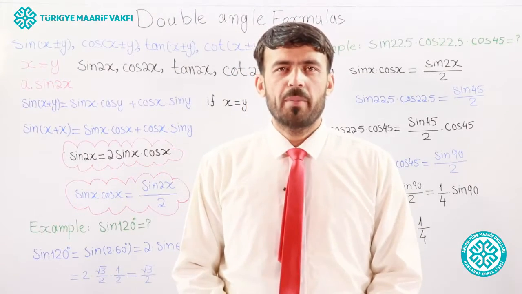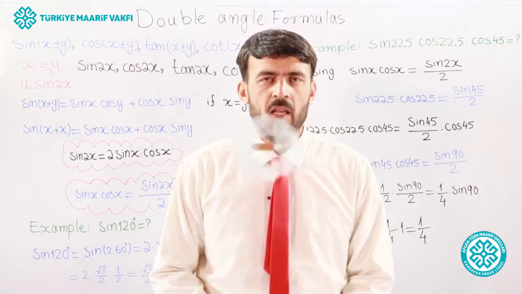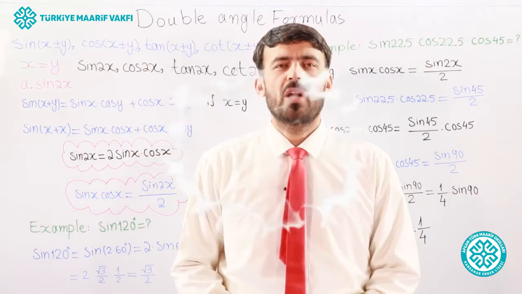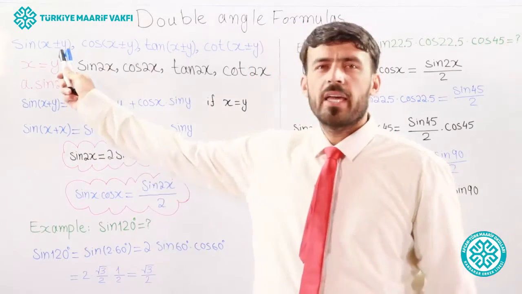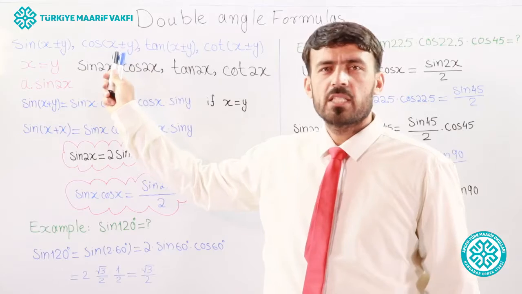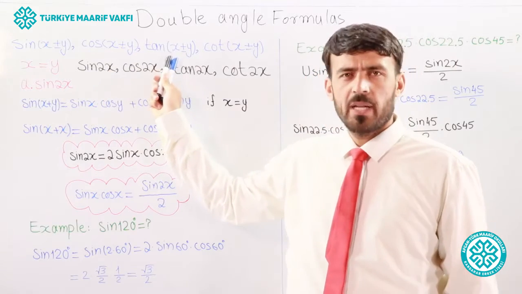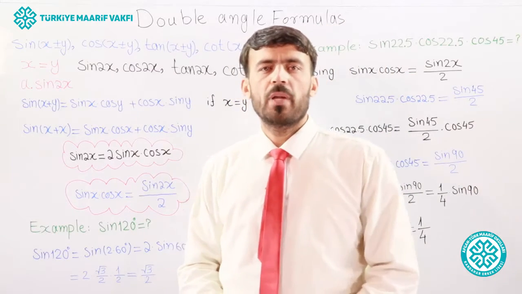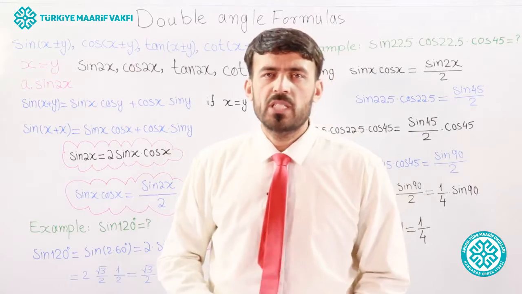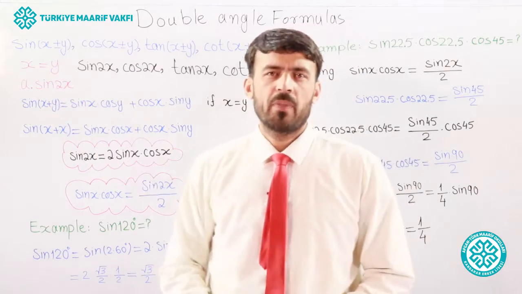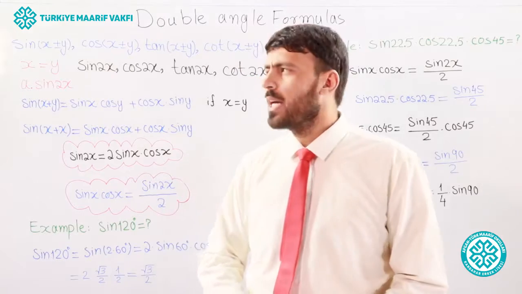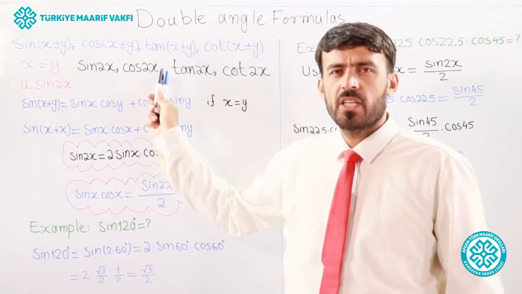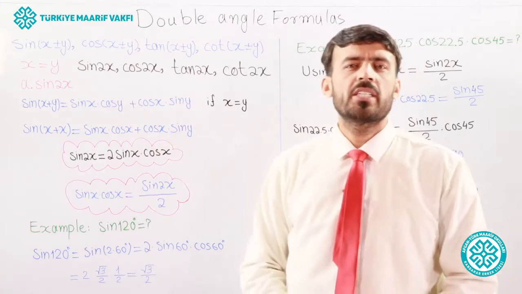Today our topic is about double angle formulas. As you know, we have studied in our previous lessons some sum and difference formulas, which were sine x plus minus y, cosine x plus minus y, tangent x plus minus y, cotangent x plus minus y. In this section, we will consider a special case, which is x equal to y, and we will find the formulas for trigonometric ratios sine 2x, cosine 2x, tangent 2x, and cotangent 2x.